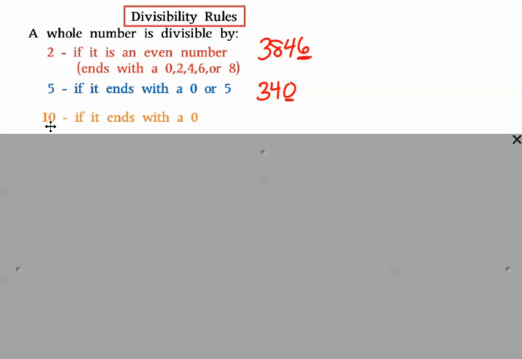Number 10. We know a whole number is divisible by 10 if it ends with 0. So even if it's a really long number, I know that's divisible by 10 because it ends with a 0. Okay? So I want you to pause the video and make sure you've written down those 3. All right, let's do the next one.